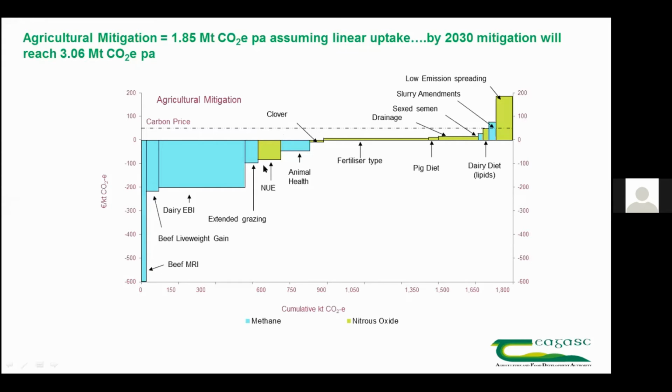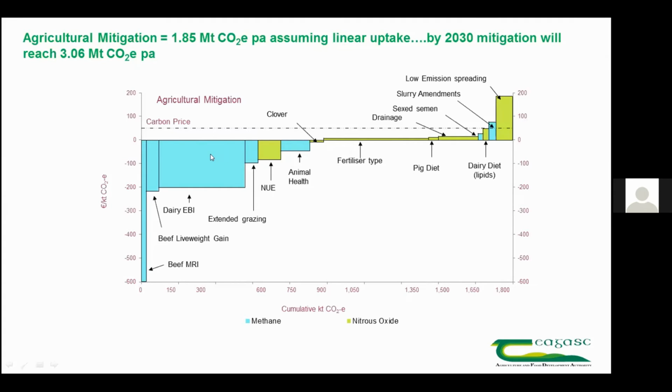So for example, we're assuming that we could apply clover to 20% of beef farms at least, and 15% of dairy farms. For nitrogen use efficiency, about a third of our soils are not at the right pH. And so if we can get half of those soils back up to optimal pH, you're saving about 70 kilos of nitrogen per hectare per year simply by having your soil at the appropriate pH level. The two biggest measures are dairy EBI and the fertilizer type, which I'll come on to in a minute.